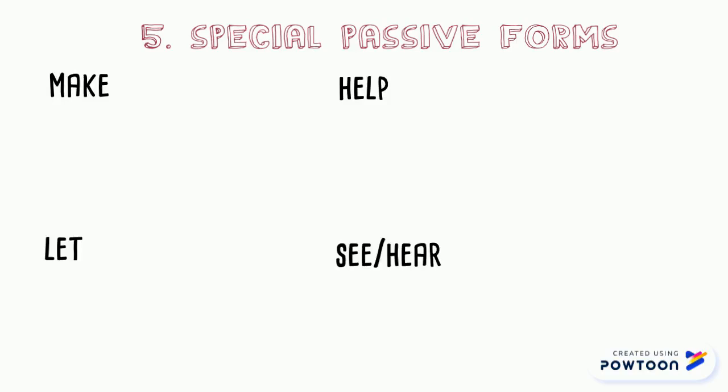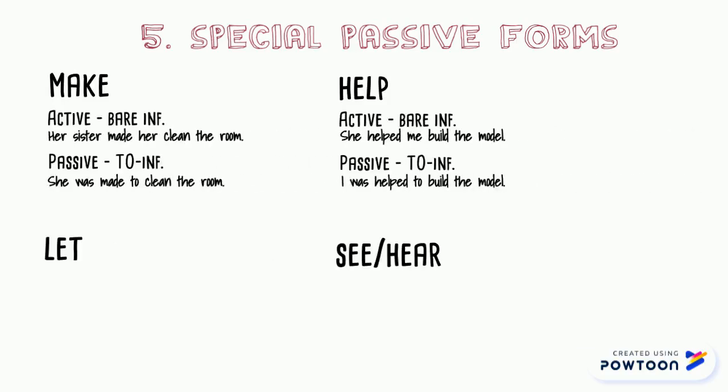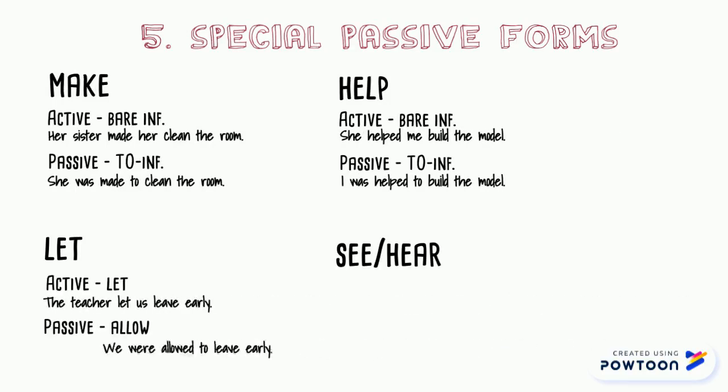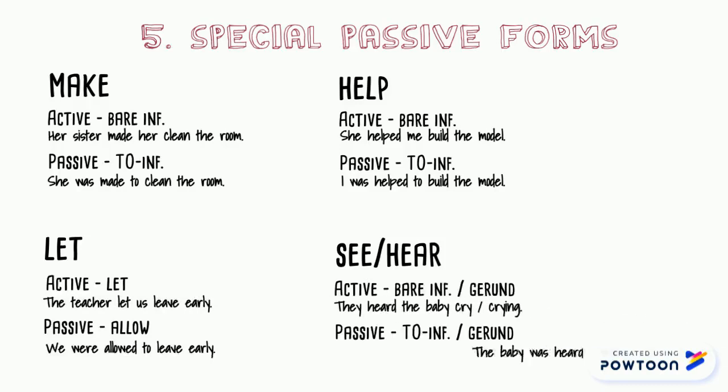For example, with make and help, in the active we've got a bare infinitive, and then in the passive a to infinitive. In the case of let, in the active we've got let, and in the passive allow. And in the case of see and hear, in the active we've got a bare infinitive or gerund, and in the passive a to infinitive or a gerund.